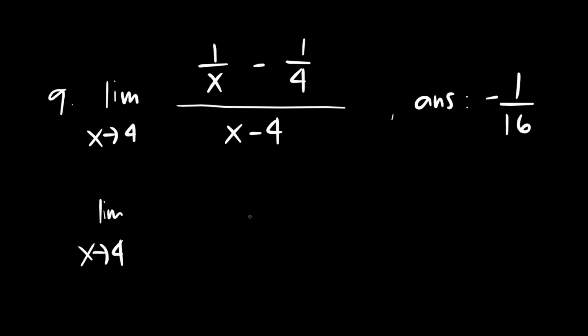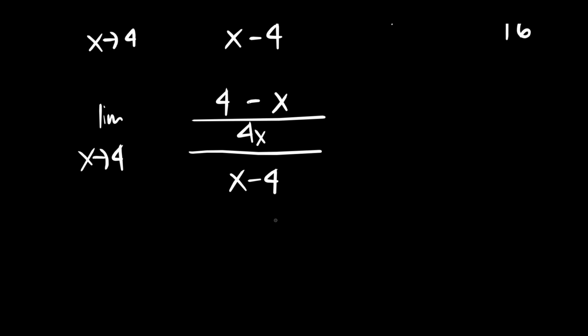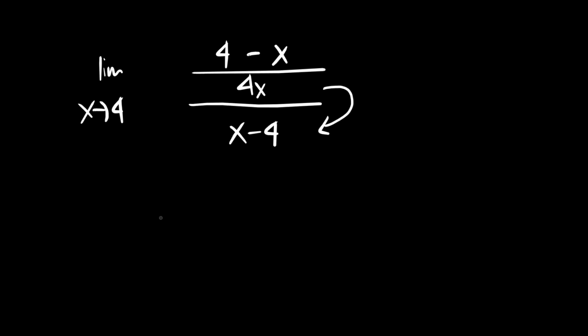So the numerator, its common factor is 4x. So 4x divided by x is just equal to 4 minus 4x divided by 4 is just equal to x times 1 is just equal to x, all over x minus 4, right? So after this one, this 4x we will transfer to the denominator.